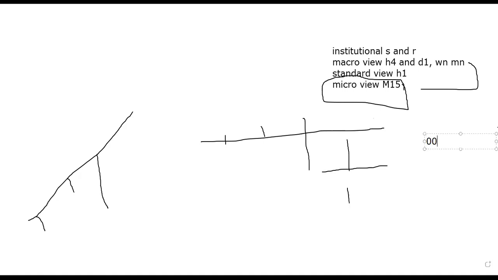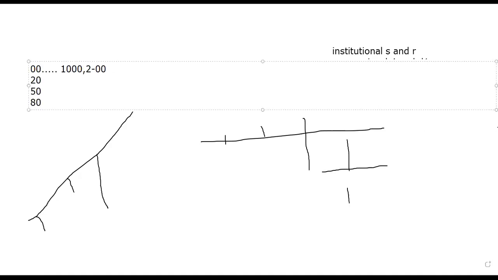The first one is our 0 level, our 20 level, and our 50 level. Then we have our 80 level, right? So don't confuse yourself. You see this 0 level is the same thing as you having 1,000, 2,000. As a matter of fact, you can have 15,000, right?